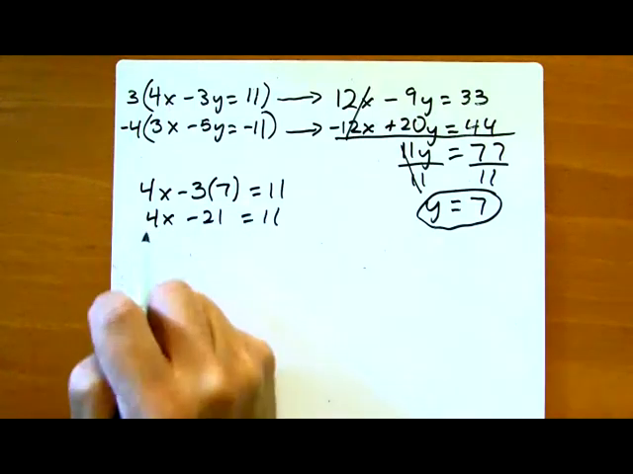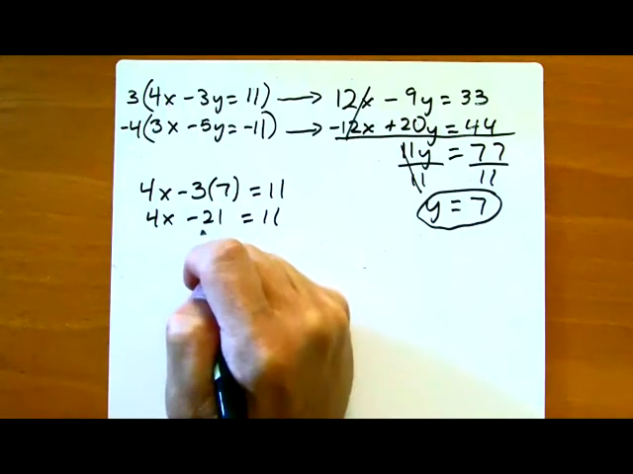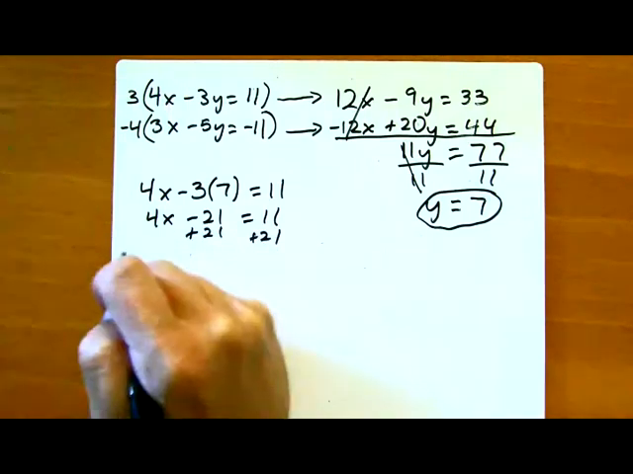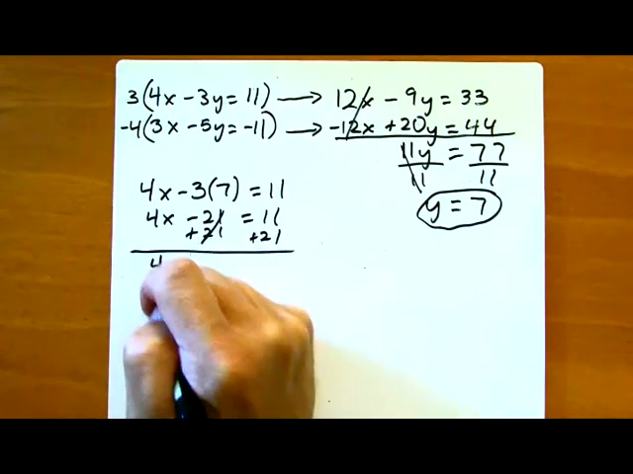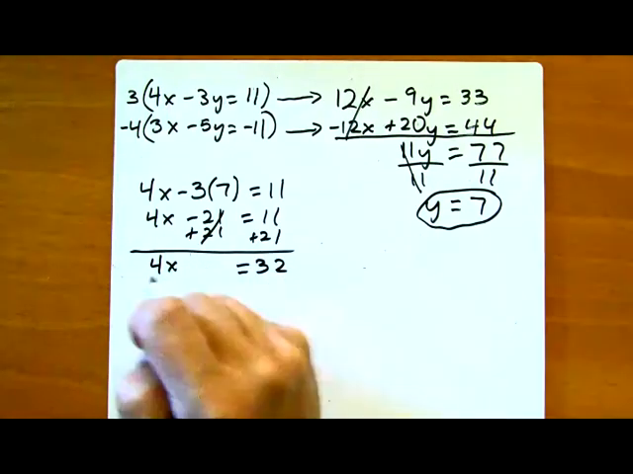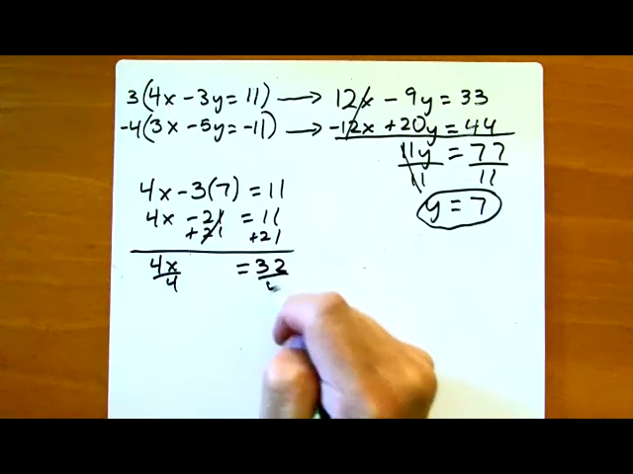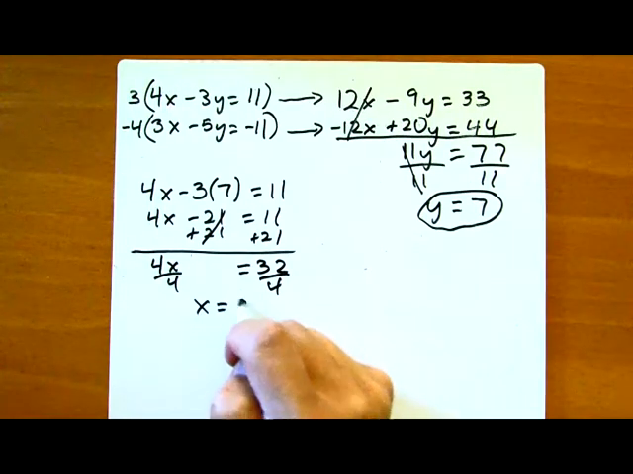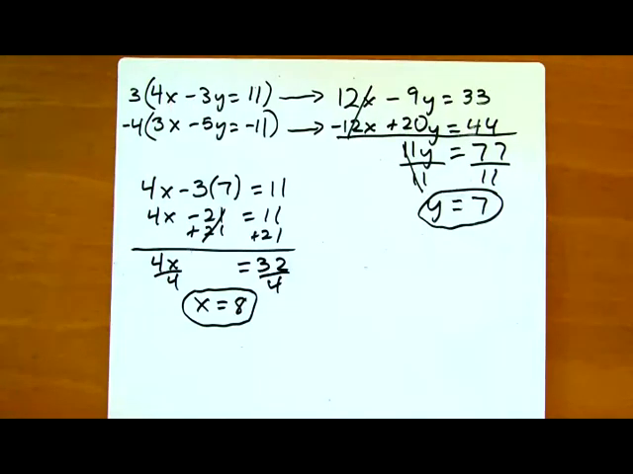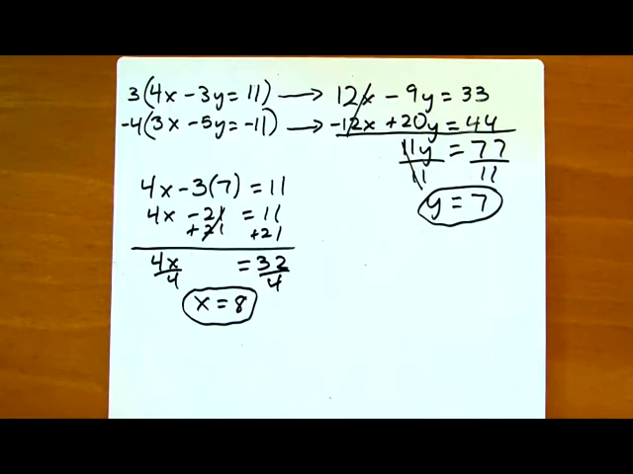We need to get the 4x by itself. To get rid of the negative 21, we're going to add. So that's gone. 4x equals 32. We need to undo the multiplication. Okay. Let's look at the next one.